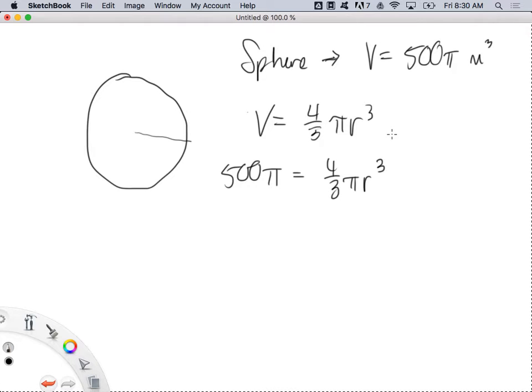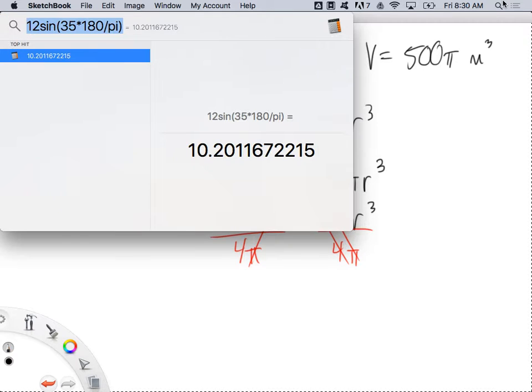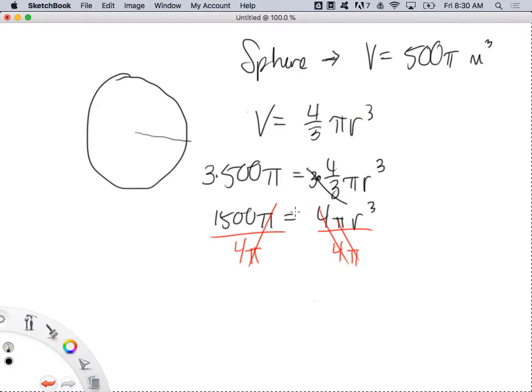Okay? Then I multiply by 3 to get rid of that 3. So I multiply both sides by 3. Does that make sense? And this becomes 1500 pi equals 4 pi r cubed. And then what would I do next? Divide by 4 pi. Right? The pi's cancel out here. You get 1500 over 4, which is 375. You get 375 equals r cubed.